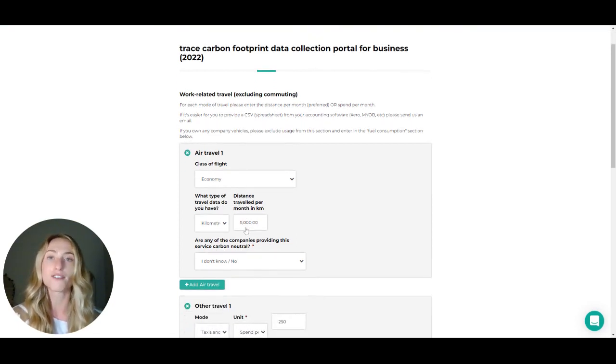While kilometers traveled is our preferred data, if you don't have access to this figure, you can instead provide the number of flights per month broken into four different distance categories. Each category shows the associated time.